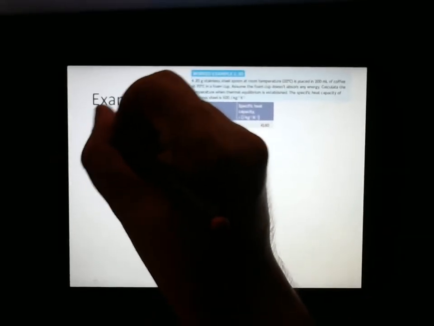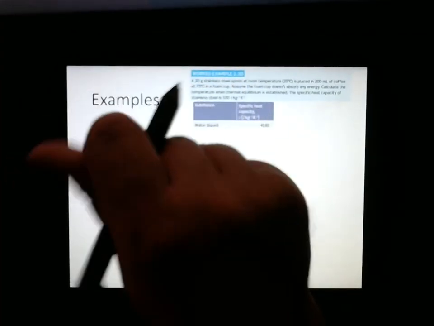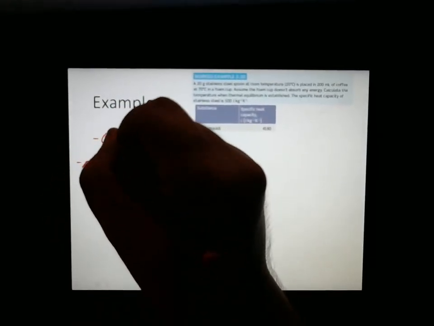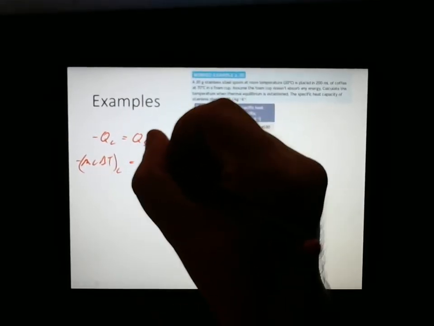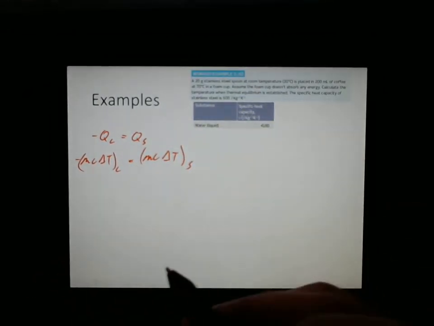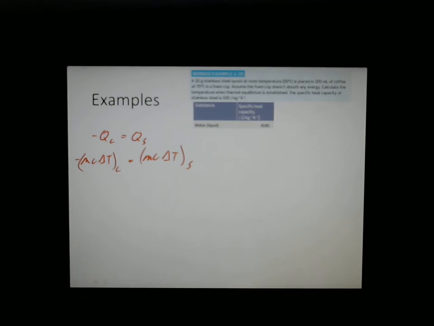We're going to have our minus Q of coffee equals the positive Q of the steel spoon. Write the same formula, mcΔT, equals mcΔT, all of our S. The mass of the coffee, as the question says, is 200 mils. We're going to assume it's basically the same as water. It's not, obviously, but as I don't have a specific heat capacity for any particular type of coffee mentioned in the textbook, and coffee is mostly water, let's just use that. Okay?